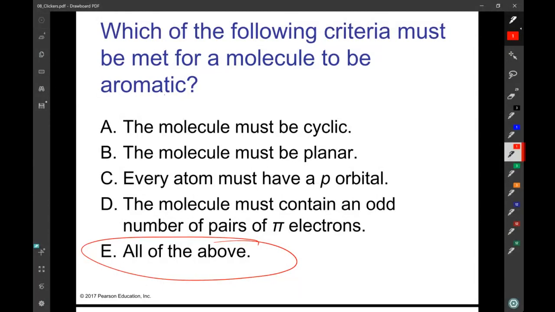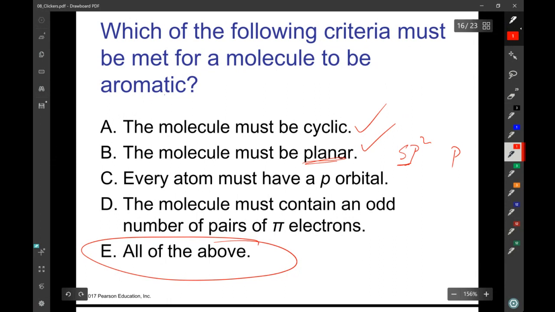So you guys did a good job. Most of you, if not all of you, selected E. Yes, the molecule must be cyclic. Yes, the molecule must be planar. Every atom must have a p orbital. If you are planar, then you have a p orbital. Remember, sp2 means that you have an empty p orbital. Does that make sense? That's the meaning of sp2.